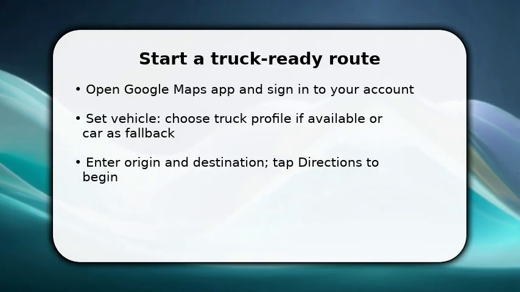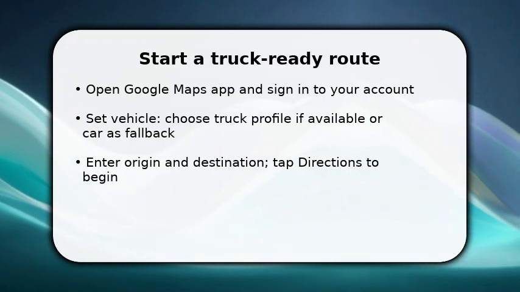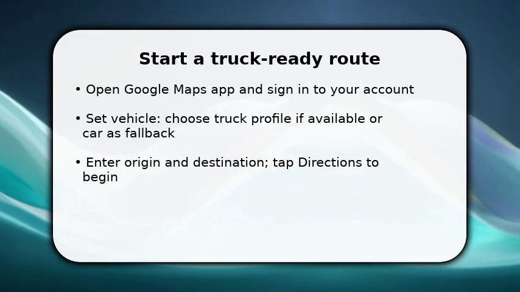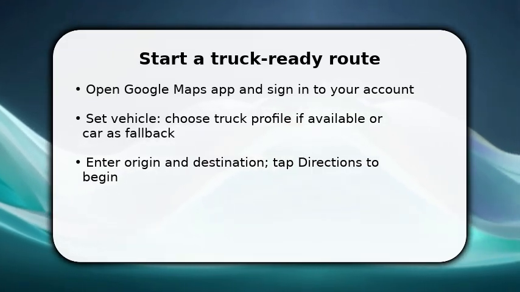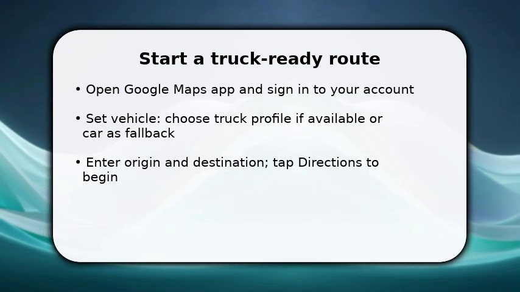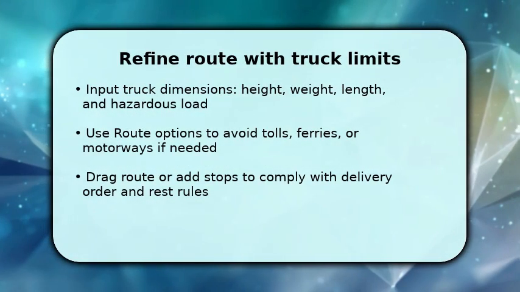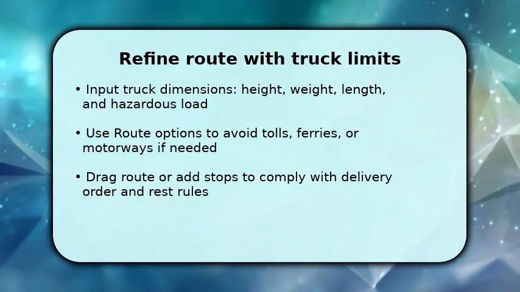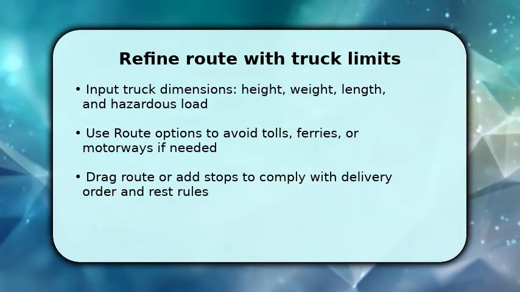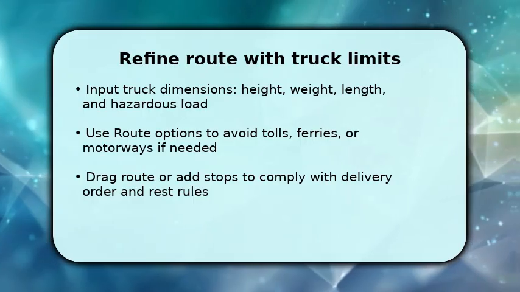Pay attention because the first route is a baseline. Make sure required truck dimensions are entered in settings or during route creation, so Google can avoid low bridges and other truck restrictions. Now refine the route by entering exact truck dimensions and cargo type where available. This prevents bridges and prohibited roads.